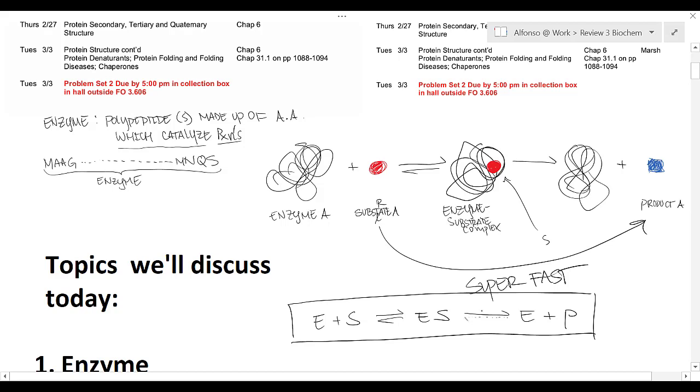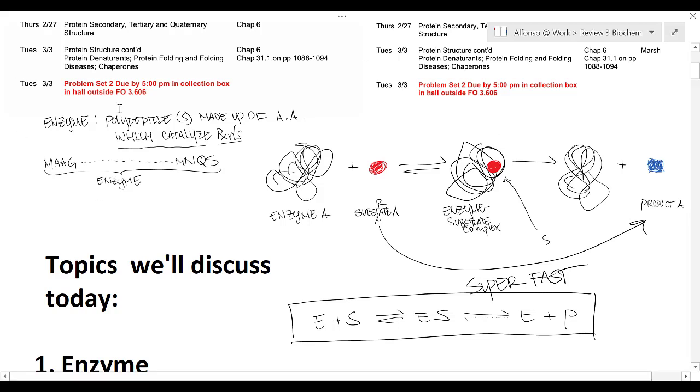Okay, so we know what an enzyme is now, for the most part, and we know what enzymes do. They catalyze reactions, they make reactions occur really fast, and as you can see here, substrate A was turned into product A. Okay.